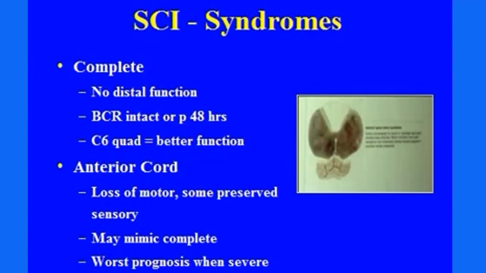An anterior cord is loss of motor, as I mentioned. The sensation could be intact. It may mimic a complete injury. And this is the worst prognosis.